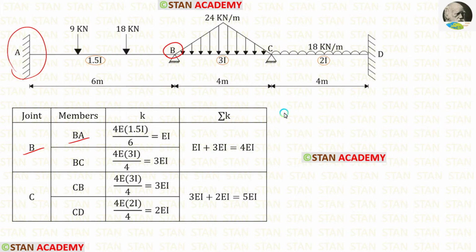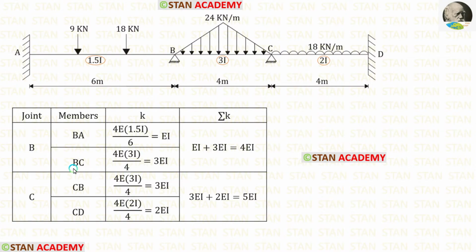If the far end is fixed, the formula is 4EI upon L. For BA, the moment of inertia is 1.5I. So instead of I, we have to apply 1.5I. Length of BA is 6. Let us apply that. After calculation, for the stiffness of BA, we are getting EI.